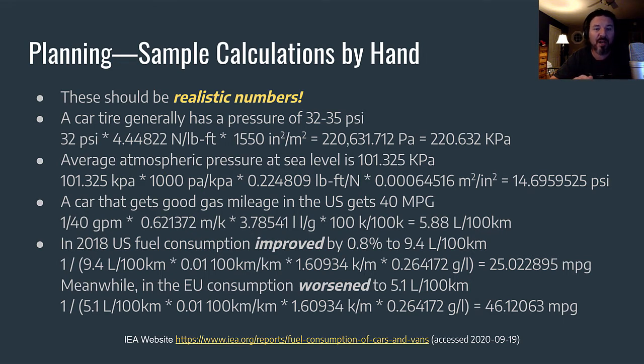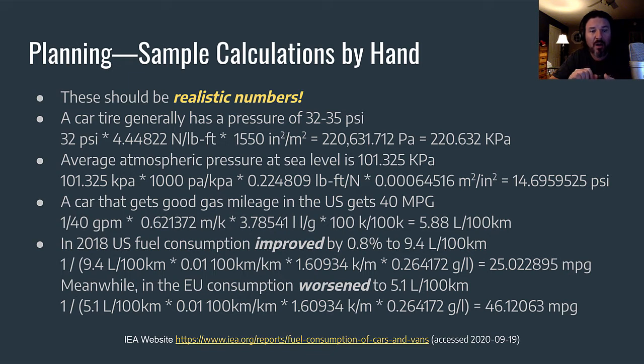So for example, a car tire generally has a pressure of 32 to 35 pounds per square inch. Plug that into the formula, cancel out all the units, and we get 32 psi is equal to 220.632 kilopascals. I checked with Google, and that answer was correct. Average atmospheric pressure at sea level is approximately 101.325 kilopascals. Plug that into the formula, and my calculator gave me 14.6959525 pounds per square inch. Again, Google confirmed that was correct.